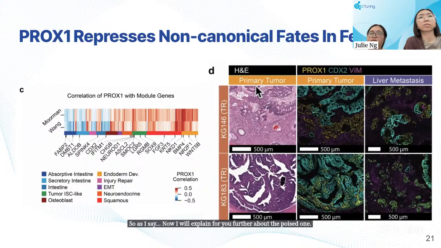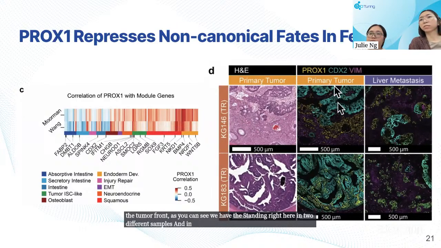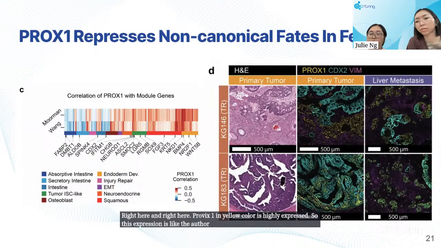So in the paper, the author found that this gene, PROX1, is highly expressed in the tumor front. As you can see, we have the staining right here in two different samples, and in the primary tumor region here, you can see in the tumor front right here and right here, PROX1 in yellow color is highly expressed. So the author hypothesized that the expression of PROX1 is like a gate to prevent the spreading of cancer cells.